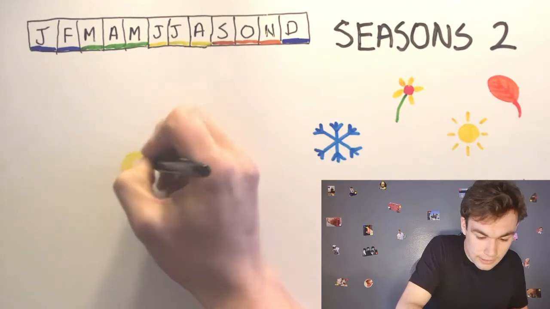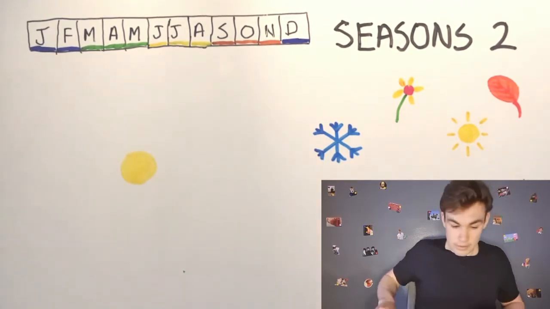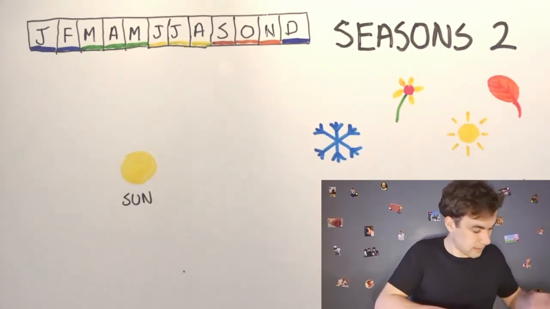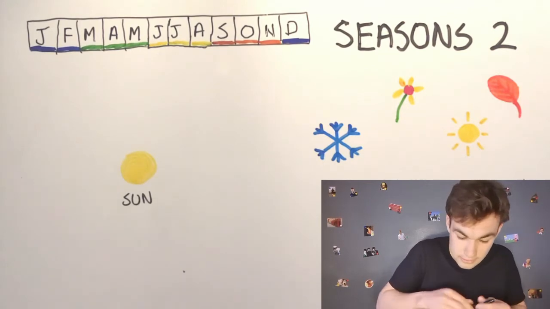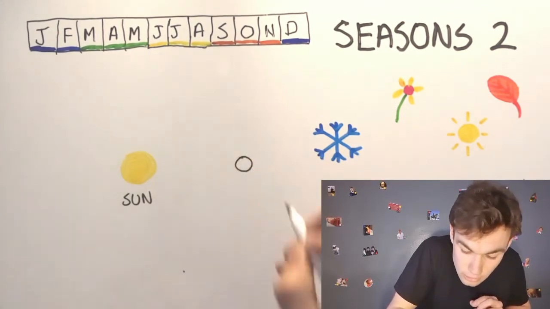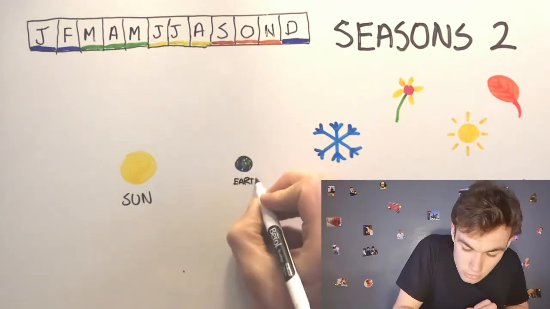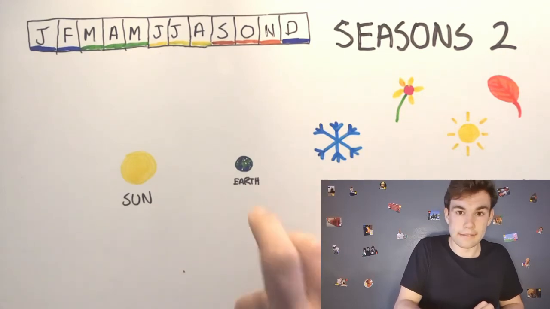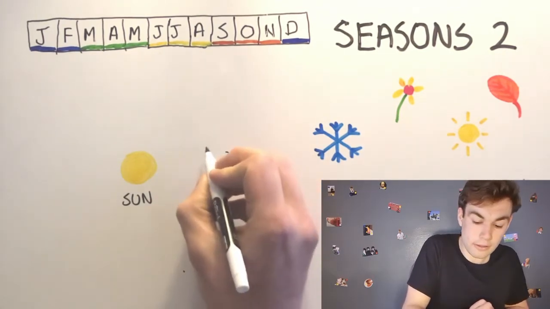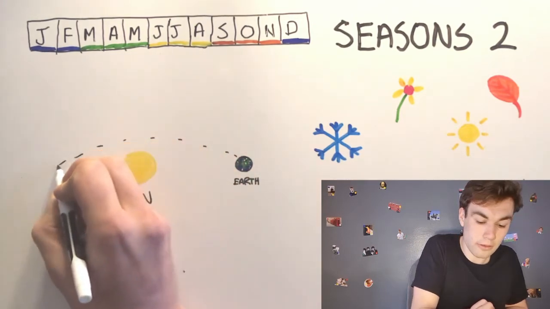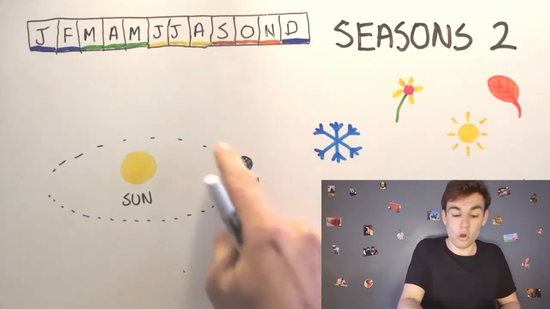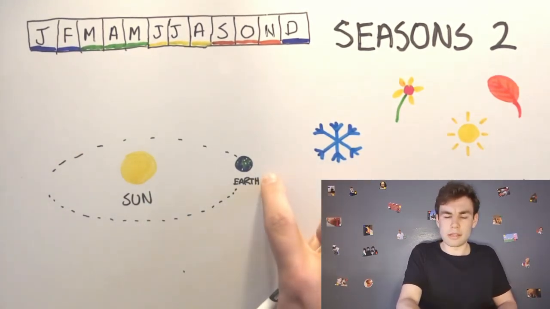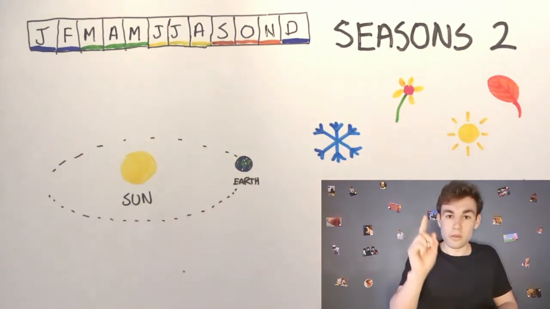This is the sun, and this is Earth. And Earth orbits the sun. How long does it take the Earth to orbit the sun once?